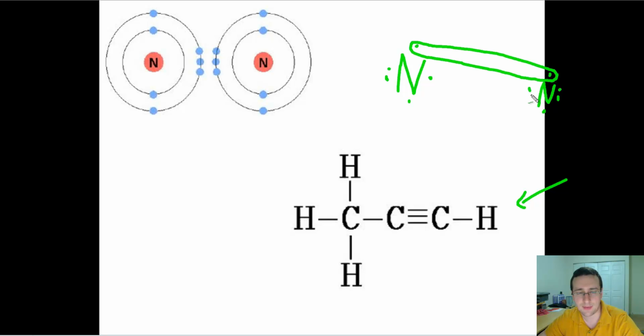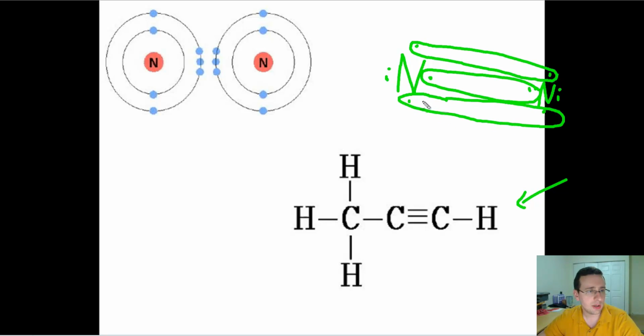Now each atom has 6. These two have shared. Each atom has 7. These two have shared. Each has 8. So in order for nitrogens to make each other happy, they have to share 3 covalent bonds, which means a triple covalent bond between them. And it's the same kind of thing that's happening right there between these 2 carbon atoms.